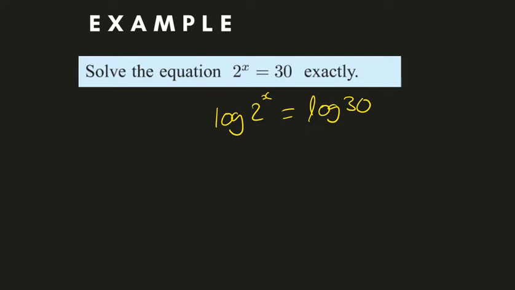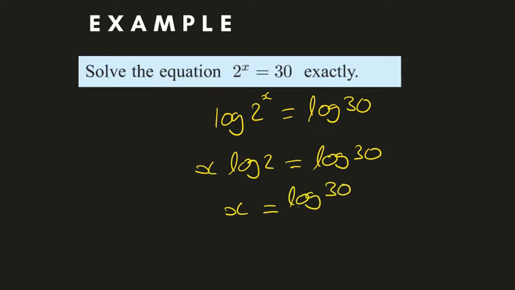As long as we know we're using base 10, if we were to do this on a calculator, we're fine. From there, we bring the x down. We'll have x log 2 equals log 30. Divide both sides by log 2. Our final answer, and we'll leave it like this, is log 30 over log 2. And we don't need to go any further than that.